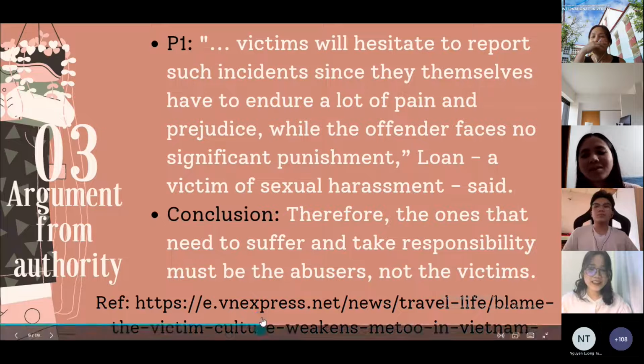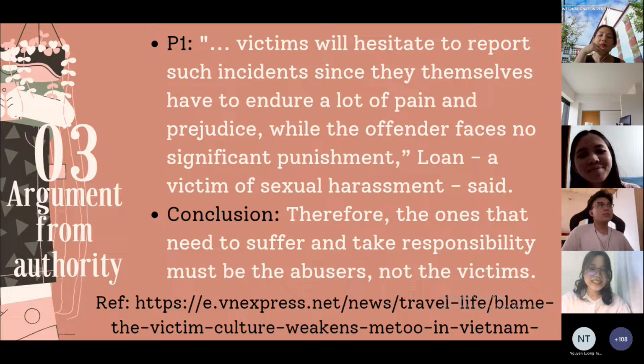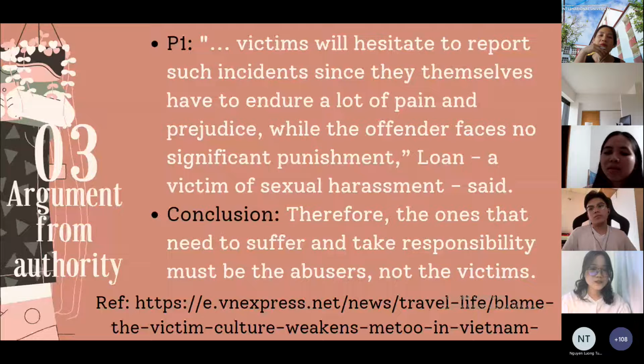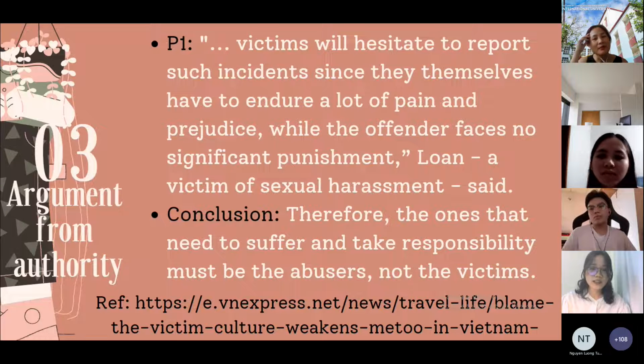Actually, I want to add something. I read this article, and actually, we did introduce a victim. Lan is a victim of a sexual assault whose offender was just fined 200,000 dong. But due to the bad connection... we actually did introduce the victim, but it is my mistake not to display it in the slide.